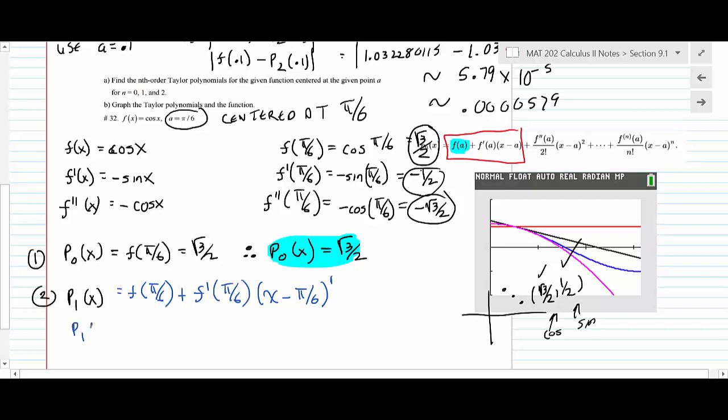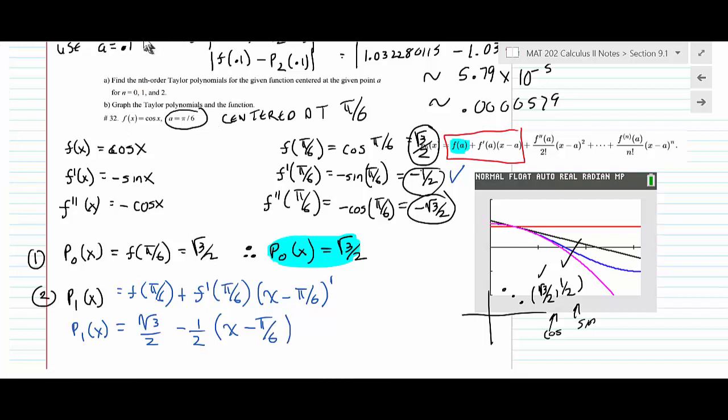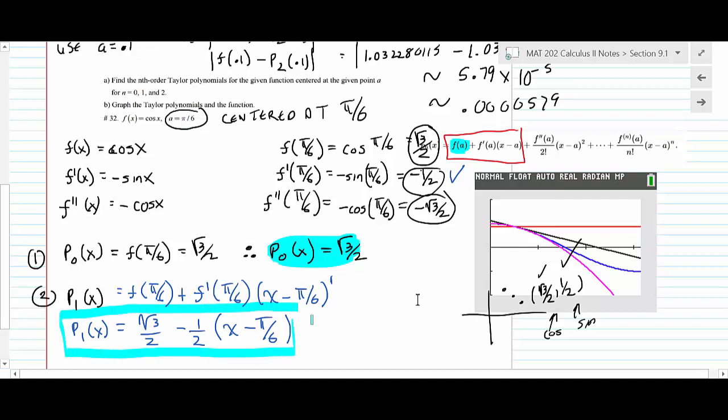We got P1 of x is now going to be equal to f of pi over 6, which is square root of 3 over 2. Let's see, f prime of pi over 6 was negative 1/2. So this term here is going to be minus 1/2, and then x minus pi over 6 like that. Okay, so that should be the answer to the first order Taylor polynomial. Okay, everybody with me there?